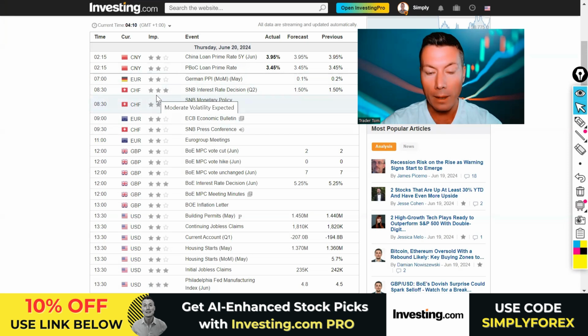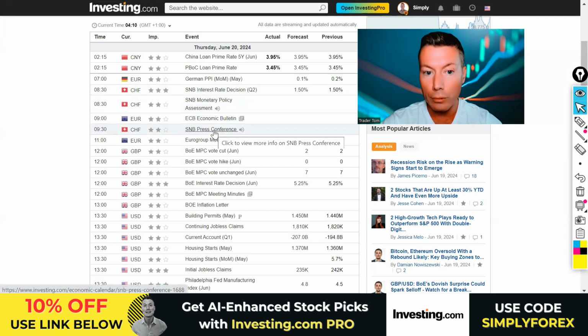At 8:30, coming out of Switzerland, we've got the interest rate decision, and they're planning to keep their interest rate at 1.5%. We know how strong the Swiss franc has been. This could potentially see a reversal in that or a continuation. And just as important, at 9:30, an hour later, you've got the press conference. This will make the Swiss franc just as volatile as the initial release of the data, because they're talking about projections, forecasts, how they arrived at the figure, etc.